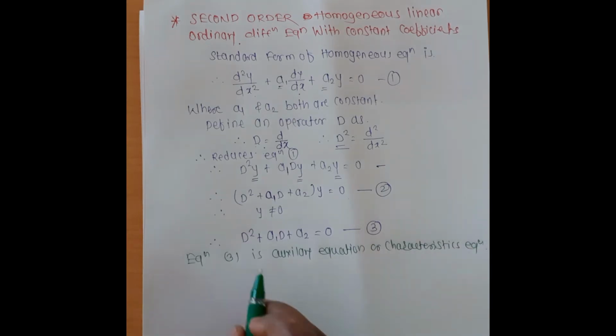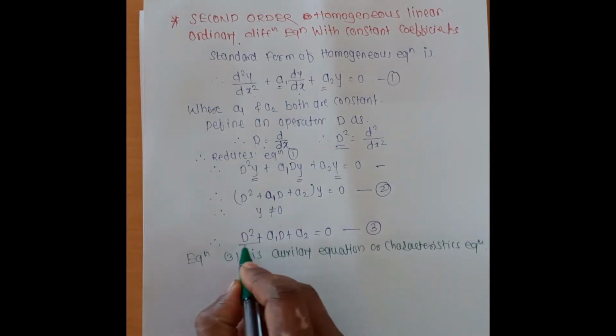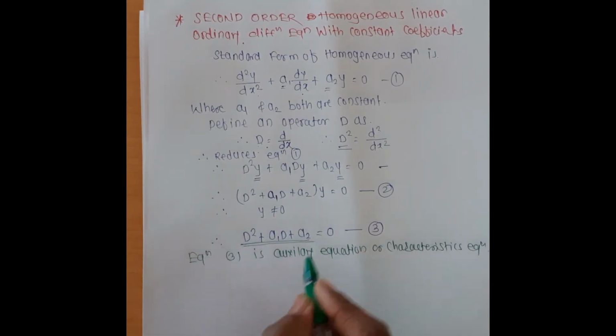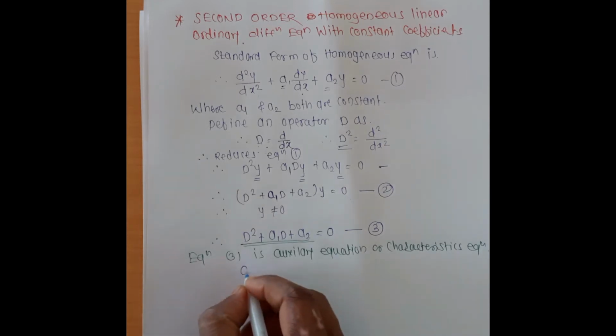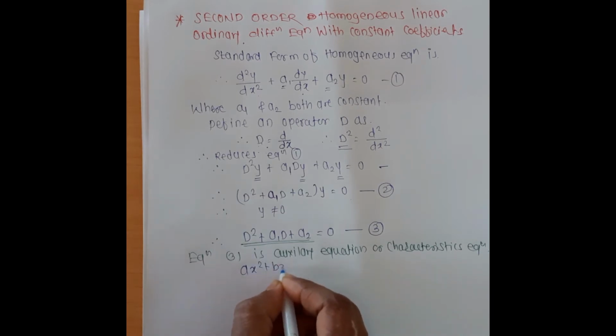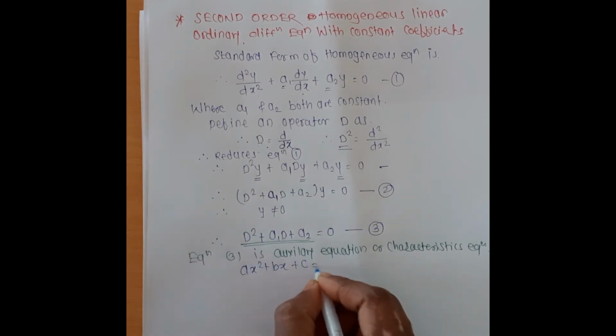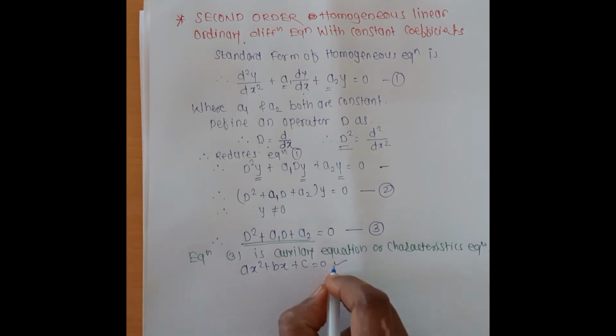Why do we say the above equation is an auxiliary equation? Because you know the formula of the auxiliary equation. This part we already did in 10th standard. There is a mathematics part first. So what is the auxiliary equation? It will be represented as ax square plus bx plus c is equals to 0. So this is the standard form of the auxiliary equation.